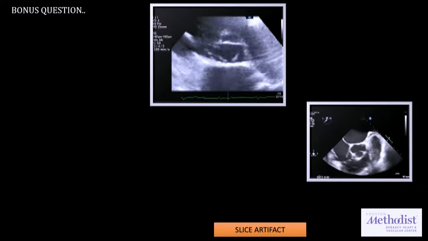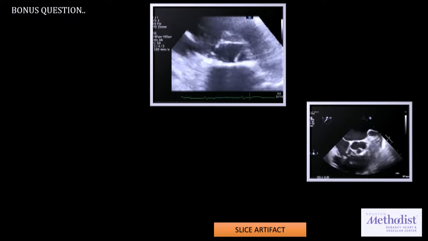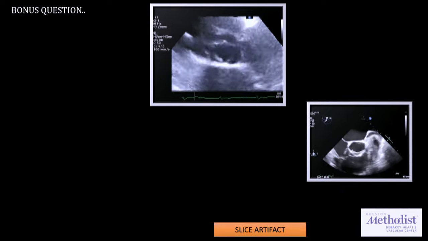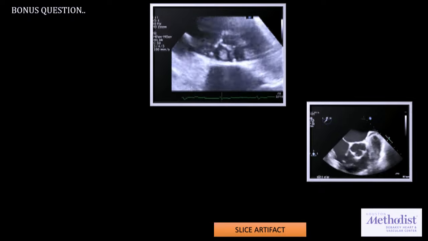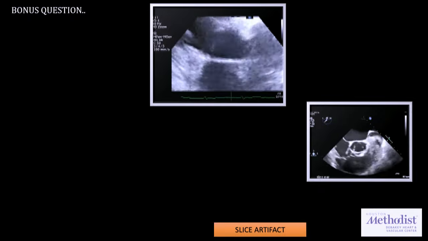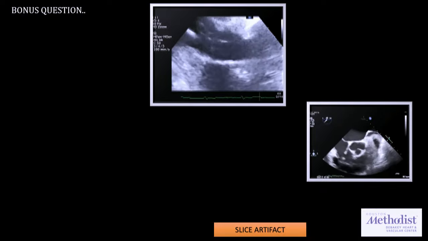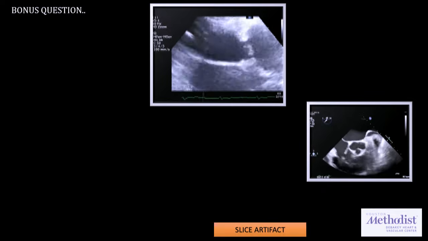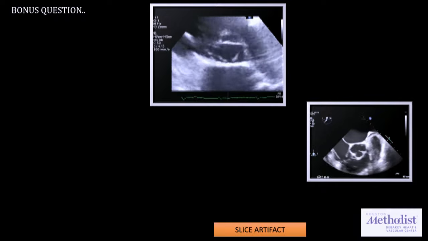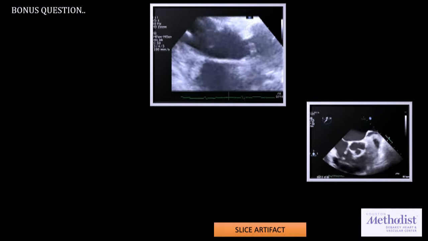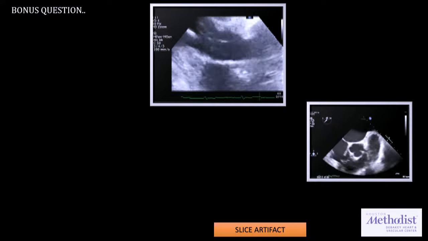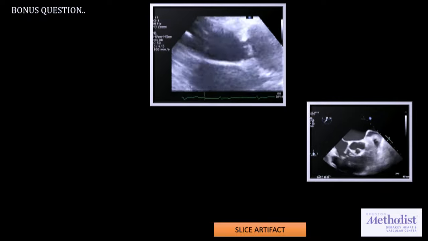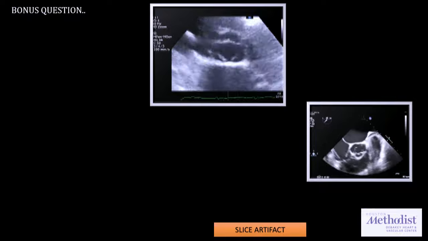I think it's important to be specific. If you see something like this, what do you do? Biplane, right? Biplane, definitely. Or you scan through it, because if it is a slice artifact at the bottom of the cusp, if you do a long axis of this view or a biplane, you won't see a mass. You won't see a cardiac mass.